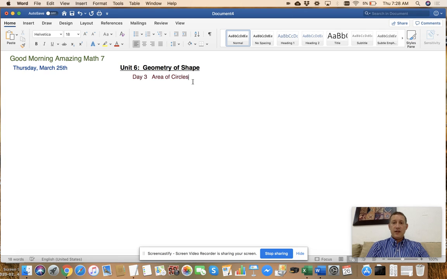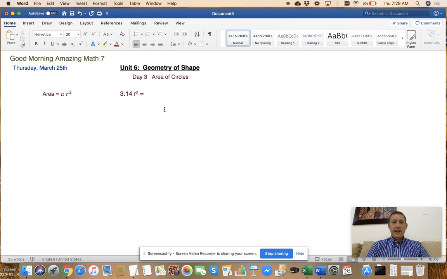Area of circles. Okay, so what is it? What is the formula for area of a circle? Area equals pi times r squared. Okay, area equals pi times r squared. And remember, pi is approximately 3.14. That's going to be times the radius squared. Okay. That means it's going to be the radius times itself.